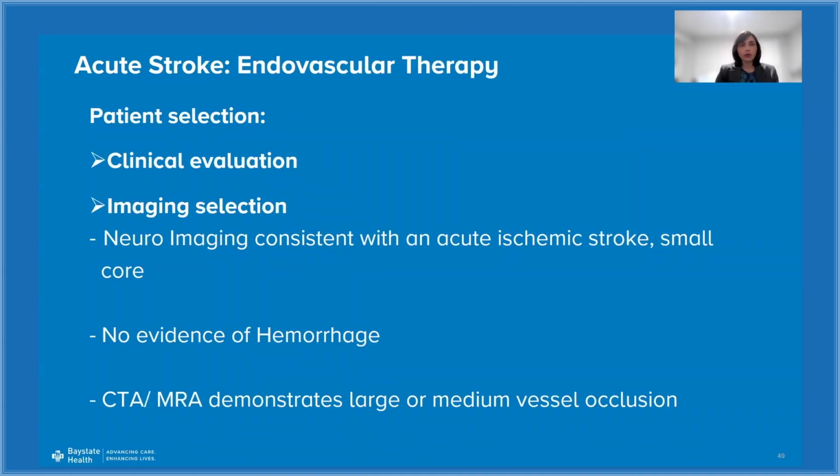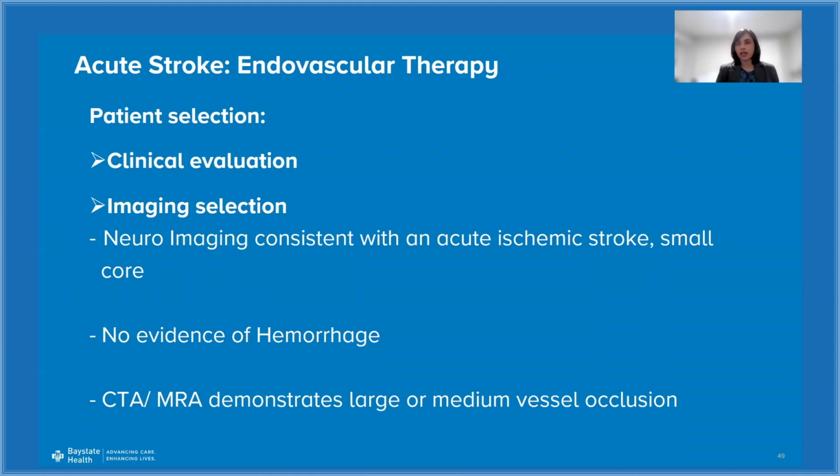So just to go through what the clinical process is, how do we select patients? Clinical evaluation is important, and we won't go into the specific details, but when someone arrives to the ER, we do a quick stroke score evaluation, what we call the NIH stroke score, and that gives you the severity of the stroke depending on what deficits the patient is presenting with.